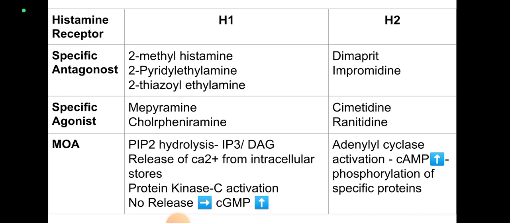For H2 receptors, dimaprit is a specific agonist, and imipramine, cimetidine and ranitidine are specific antagonists. The mechanism of action is that adenylyl cyclase activation takes place. After that, cAMP increases and phosphorylation of specific proteins takes place.